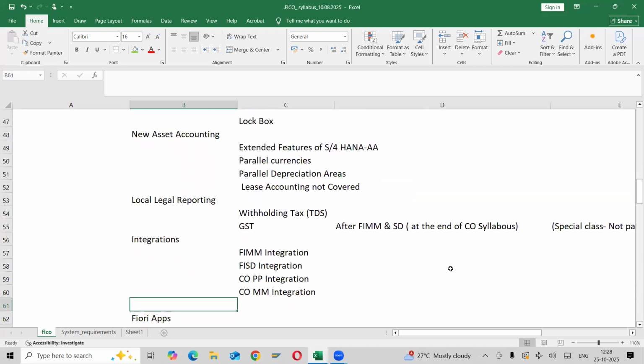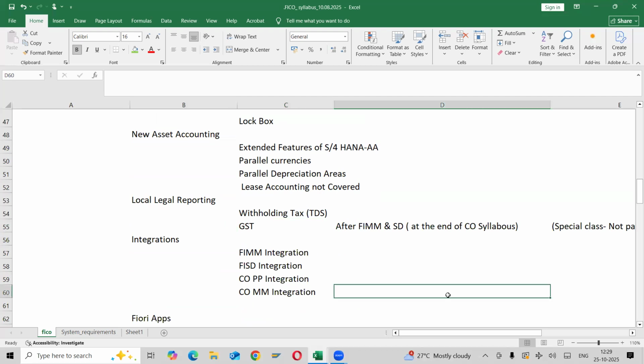Clear? Next, different types of reporting we are going to discuss, right? Taxation we are going to cover after integrations. These are the integrations we are going to cover. So in your resume, you can mention that not only FICO, you know MM, SD, PP. And I'll try to cover PM also, plant maintenance.